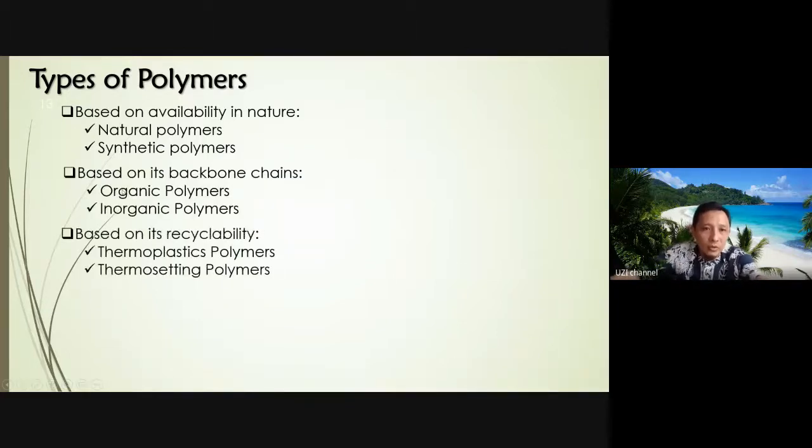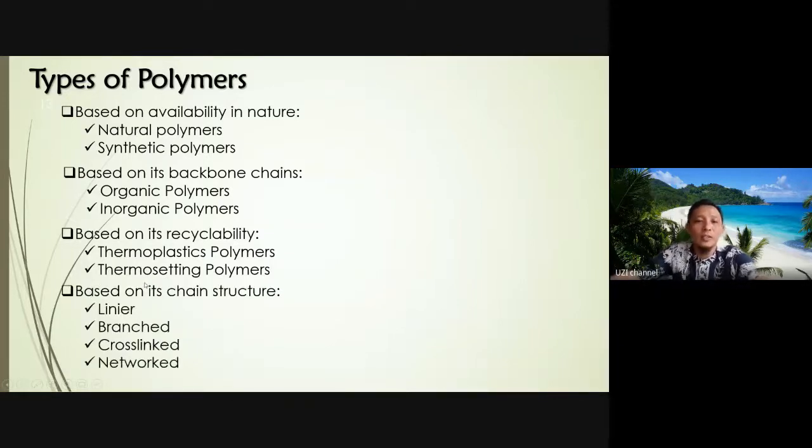We also have classification based on backbone chains, for example, organic polymers, if the backbone chains consist of carbon or nitrogen, and also inorganic polymers, if the backbone contains elements other than nitrogen and carbon. And also another based on recyclability, we can divide polymers into thermoplastic polymers or thermosetting polymers. And also based on chain structure, it can be linear, branched, cross-linked, and network.